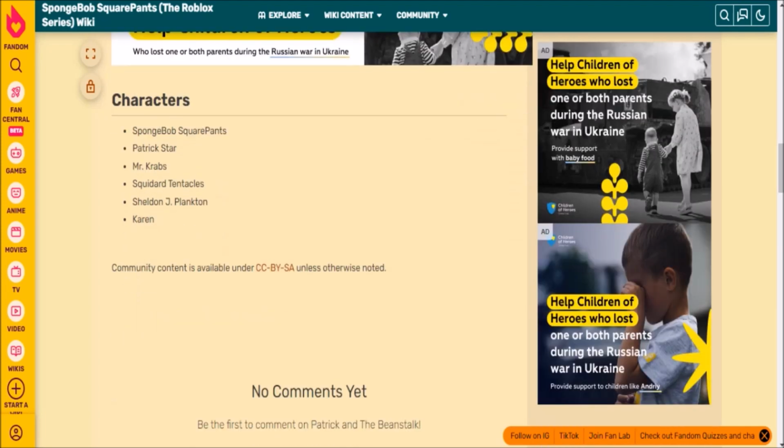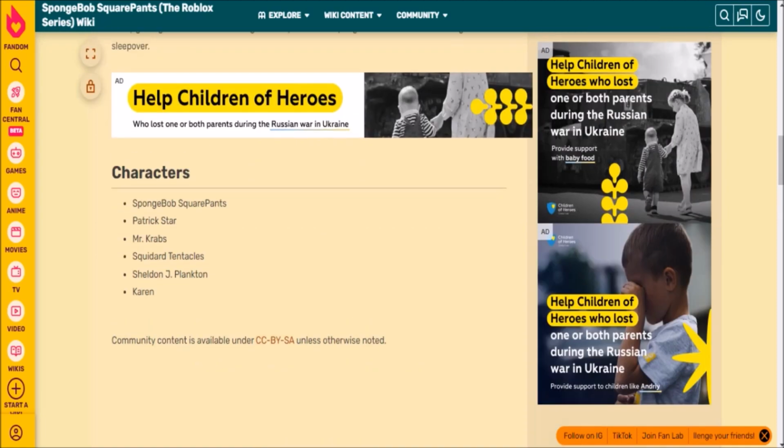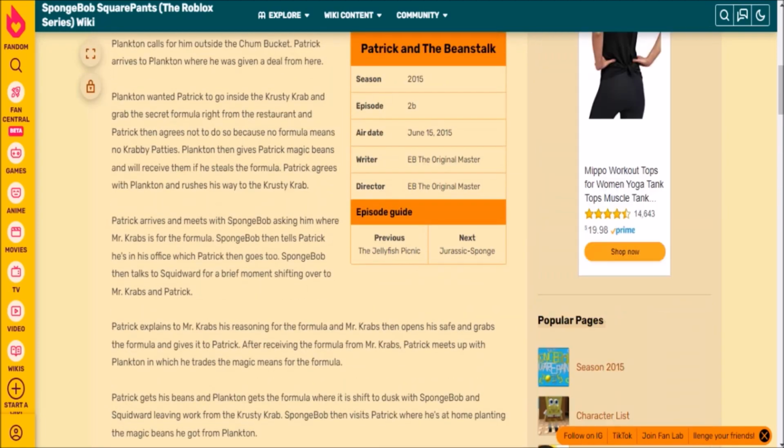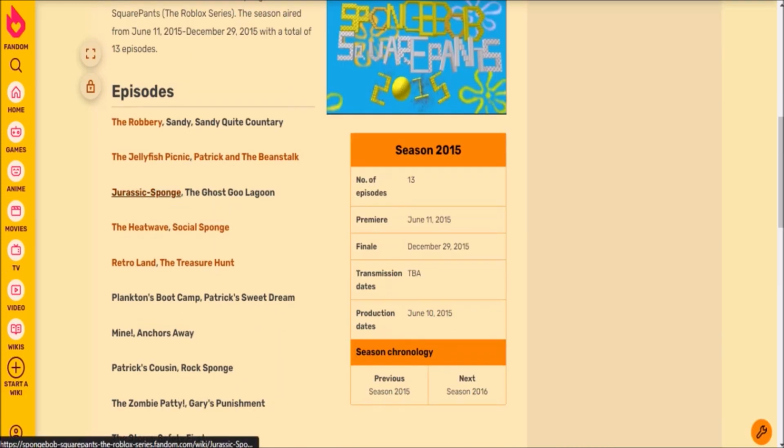So we got the characters: SpongeBob, Patrick, Mr. Krabs, Squidward, Sheldon J. Plankton, and Karen. And I guess I didn't write down any quotes from this episode in this article, which is fine by me. All right, moving on to Jurassic Sponge.